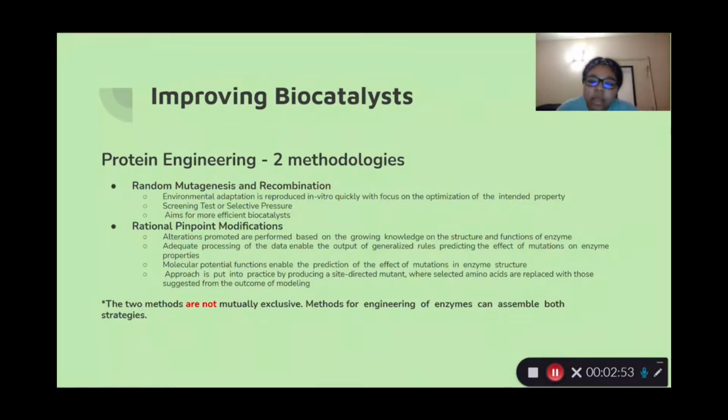Methods for engineering can be used to assemble both strategies, and what this basically means is that you can combine these two strategies to come up with the improvement that you want. So you might use both rational pinpoint modifications and random mutagenesis and recombination to improve a biocatalyst.